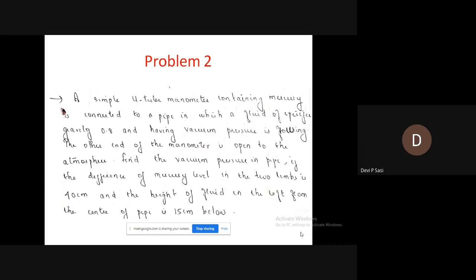So you can see the figure is given. Sometimes the figure will be given. I am reminding you, sometimes the figure will be given or else you have to draw the figure from the given data. So now listen. A simple U-tube manometer containing mercury is connected to a pipe in which a fluid of specific gravity 0.8 and having vacuum pressure is flowing.